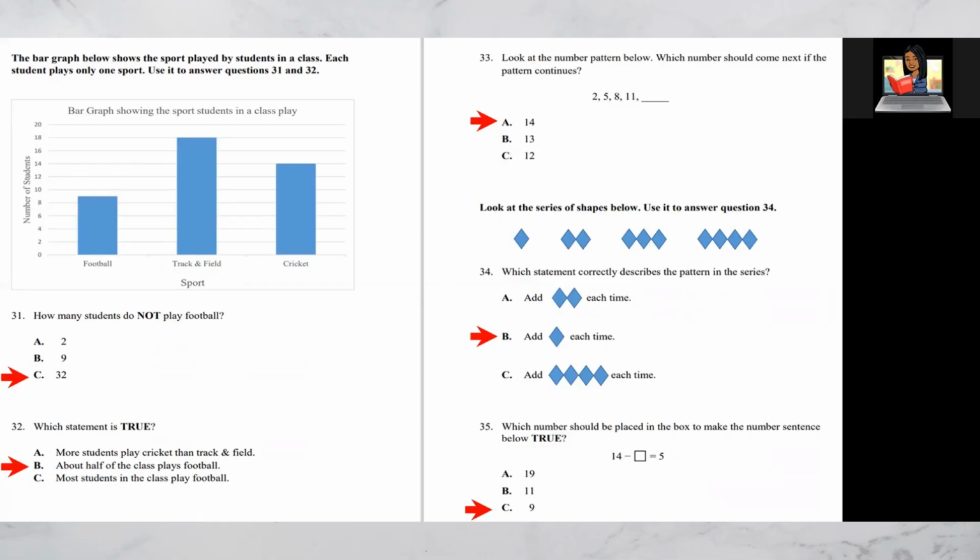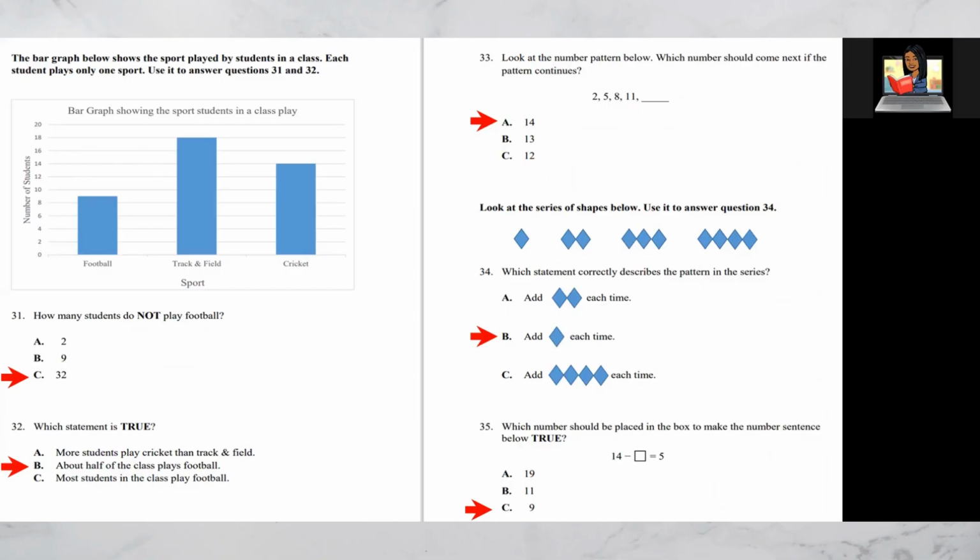Which statement is true? More students play cricket than track and field. That's incorrect. So the answer cannot be A for 32. Just looking at the bar, children, the height of the bar and the number right across here, you know that A here is incorrect. B, about half of the class plays football.